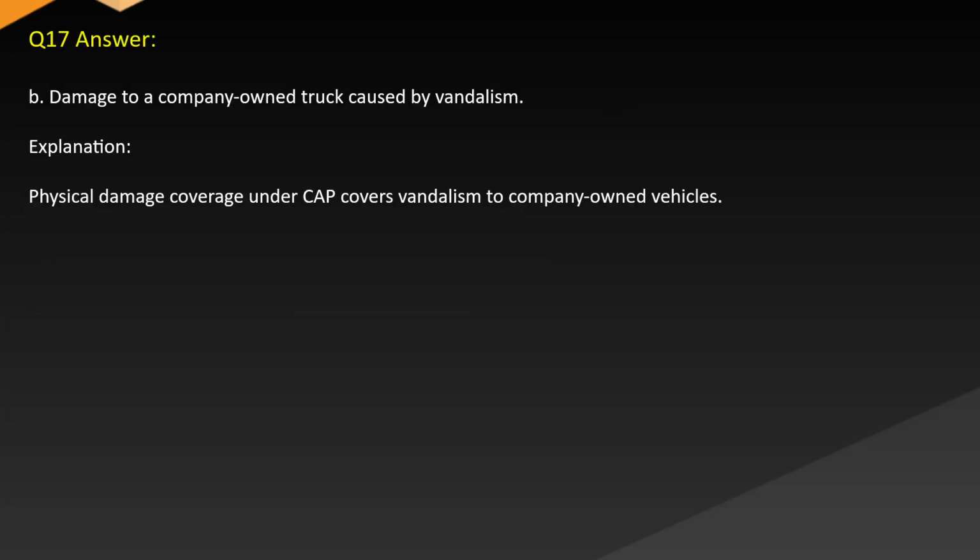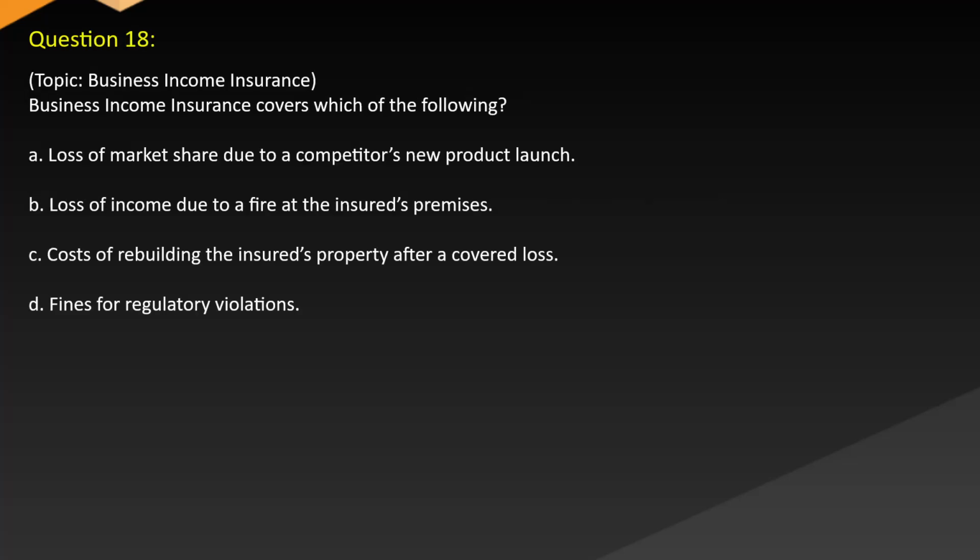Answer: B. Damage to a company-owned truck caused by vandalism. Explanation: Physical damage coverage under a CAP covers vandalism to company-owned vehicles. Question 18. Topic: Business income insurance. Business income insurance covers which of the following?